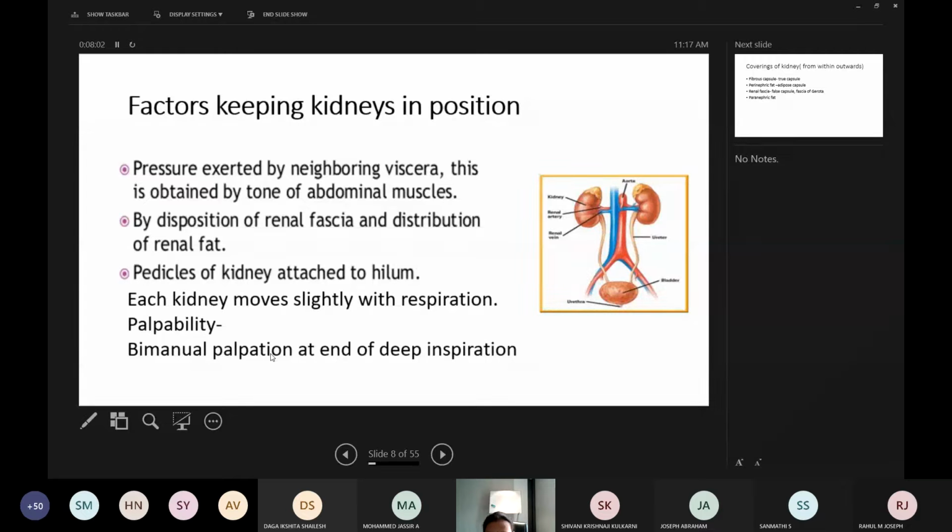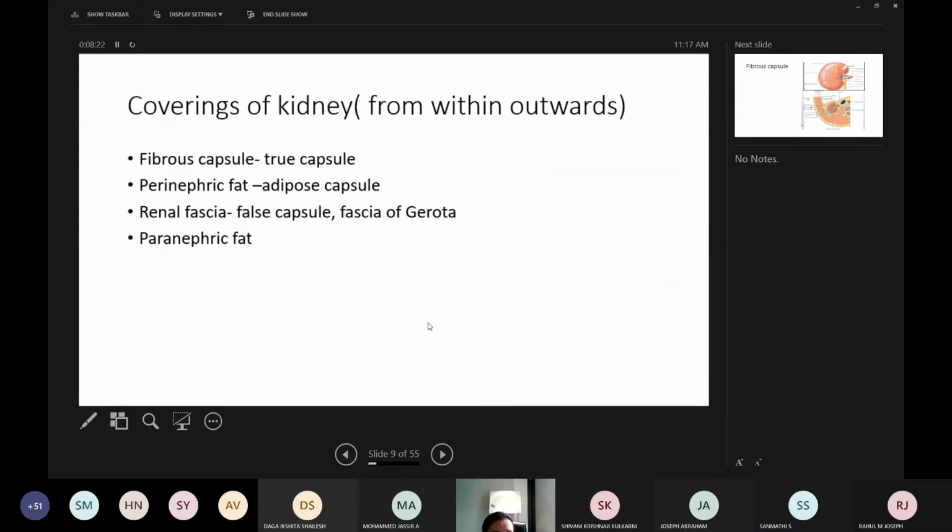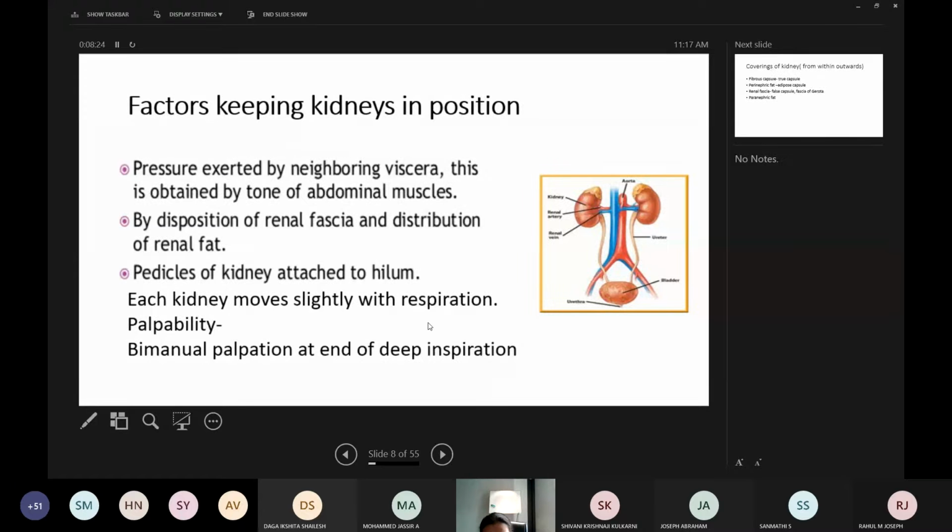With the help of two hands, we palpate the kidneys. That's why it is called bimanual palpation. Otherwise, kidneys are not palpable. In thin individuals, and in individuals with weak musculature, we can palpate them. If the kidneys are enlarged, then we can also palpate them by bimanual palpation.